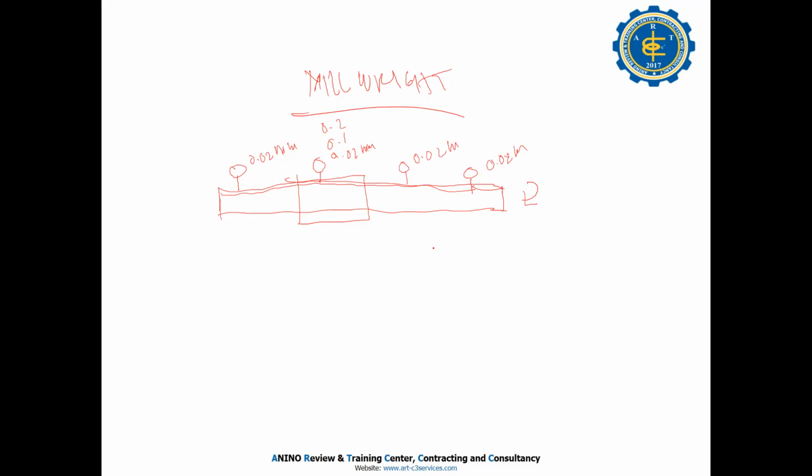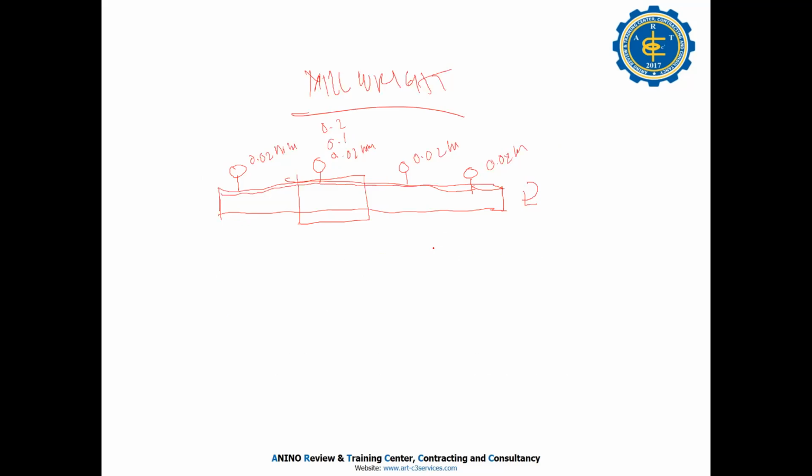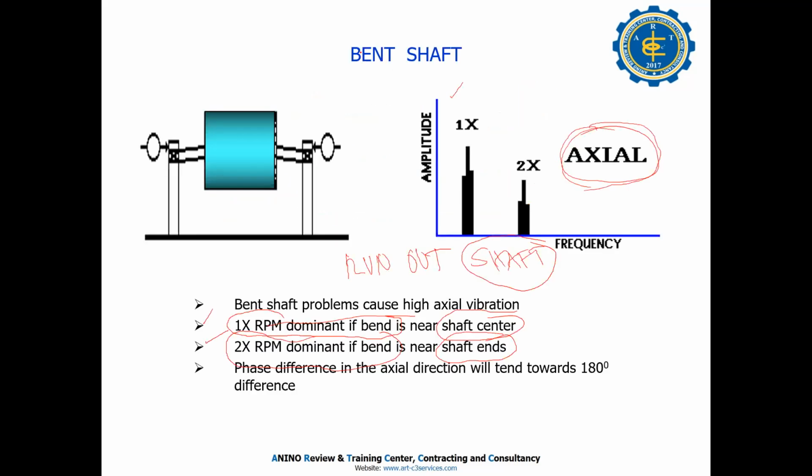If the run out is near the shaft ends, maybe the reading is 0.07 or 0.1 mm. Just to make sure, you ask the millwright if you encounter this problem, a bent shaft.